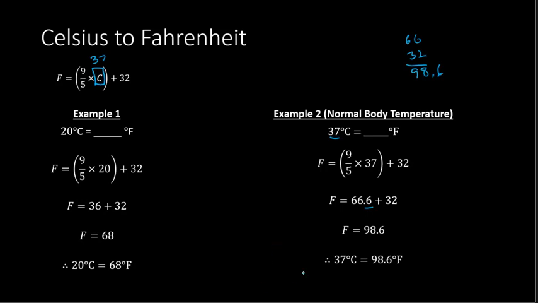And again, this is a fact you should have memorized and you'll be expected to know for this lesson. So your normal body temperature for a human being is 37 degrees Celsius or 98.6 degrees Fahrenheit.